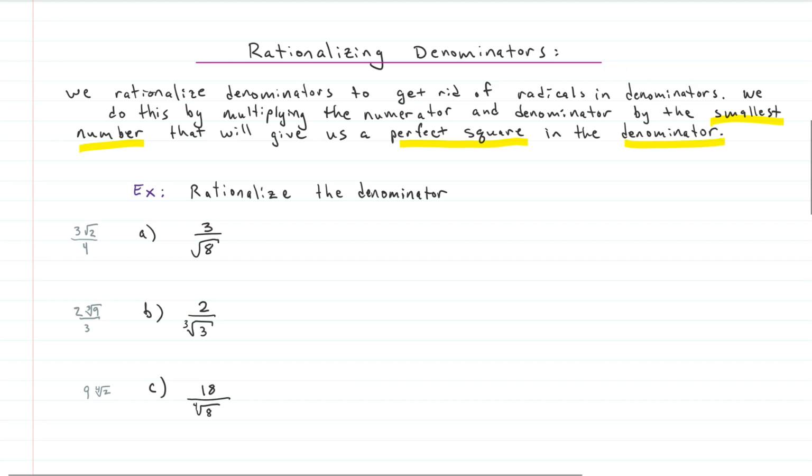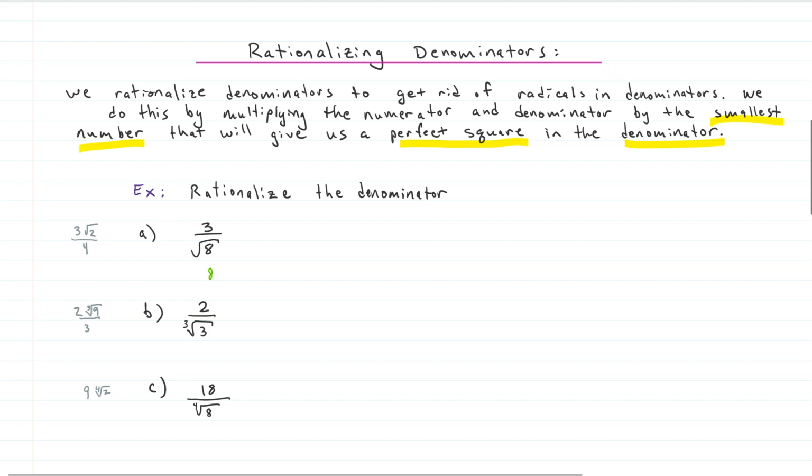Let's do some examples to help you see what I'm saying. Once you see it, I think you won't think it's as bad as it may sound. So let's look at the first one, a. Here we have 3 over root 8, or square root of 8. We need 8 to become a perfect square, because if we take the square root of 8 right now, we don't get a perfect square. A perfect square is something like 16. The square root of 16 is 4. 16 is a perfect square because 4 times 4, or 4 squared, is 16.